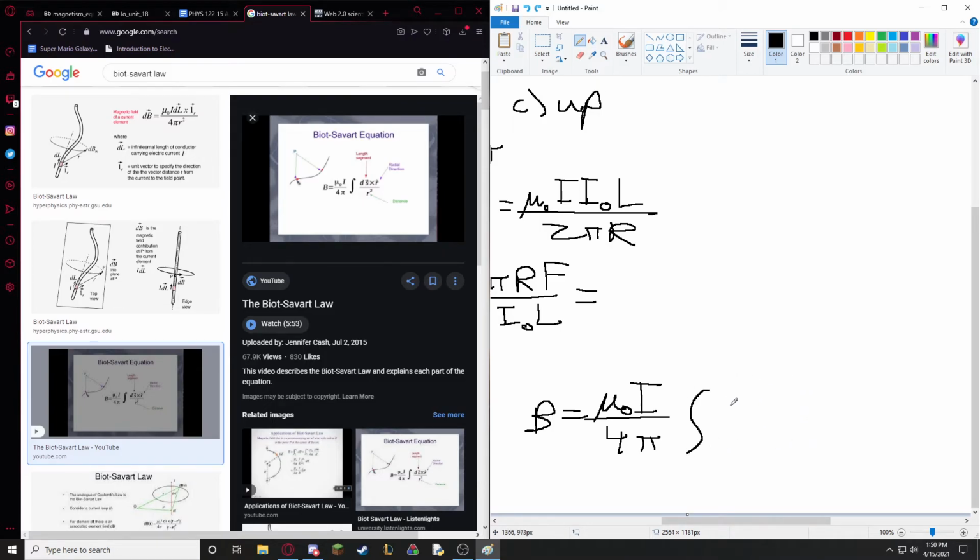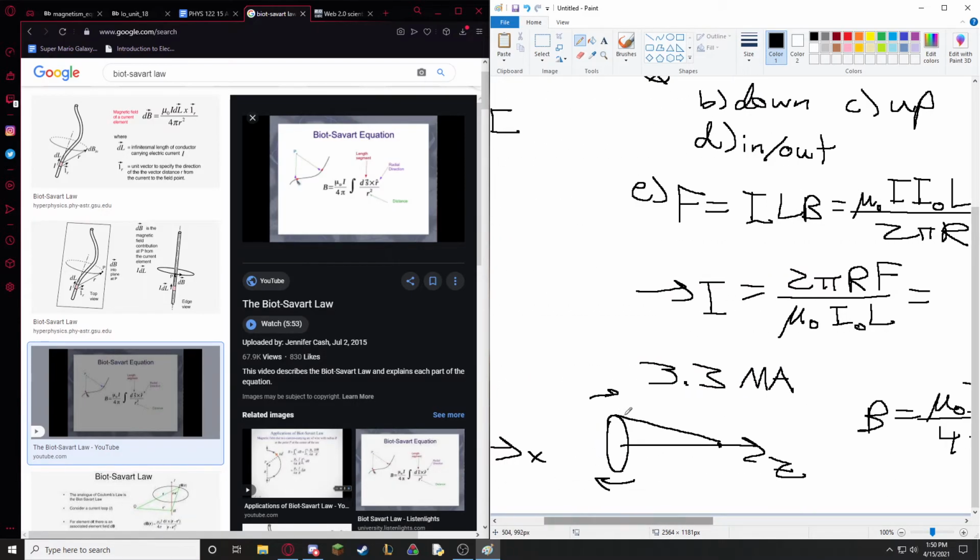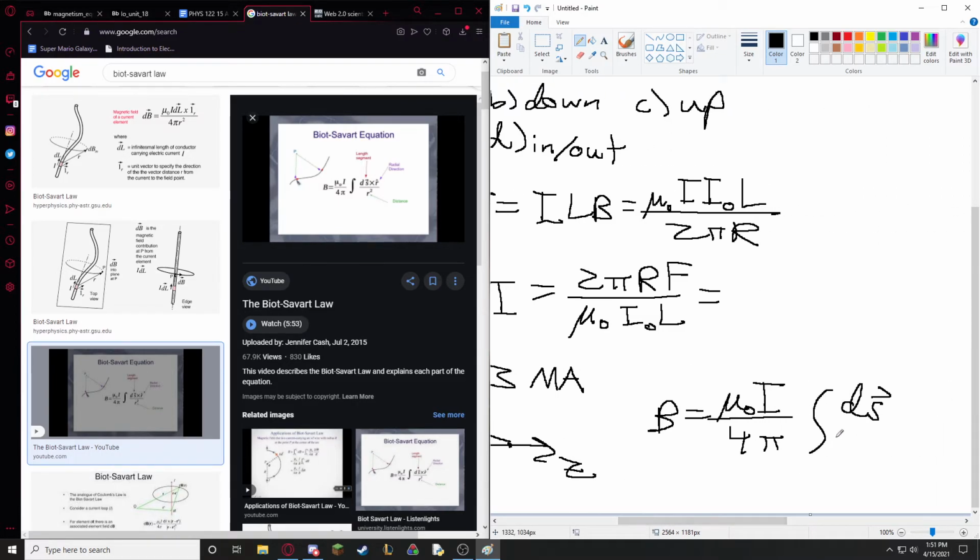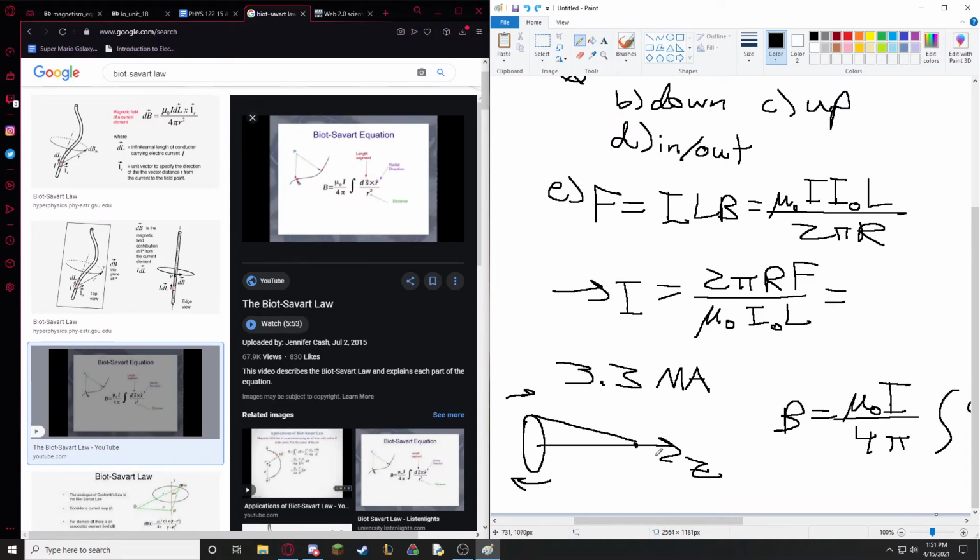We have our ds length, which is our infinitesimal distance along any part, and the cross product of that with our radius distance r, right? And so that's ds cross r, and does anyone know what this radius r would be?